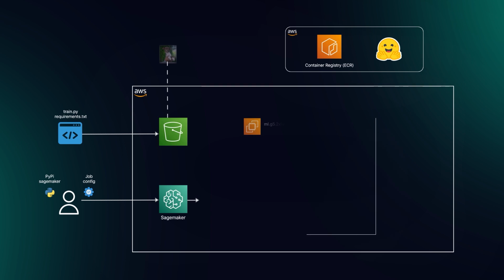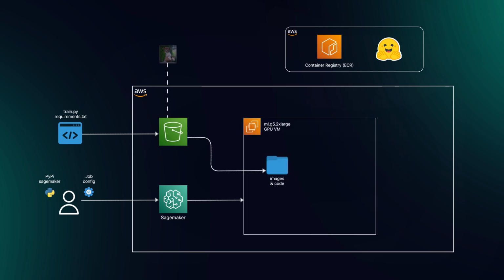SageMaker then provisions the EC2 VM. Then from S3, the dataset images and code are loaded to the VM. A Docker container is pulled from the ECR of Hugging Face's AWS account. The container is attached with the local storage having access to the code and data. The container is also attached with the GPU. Our given environment variables are loaded. If you have given a requirements.txt file, it also installs the additional packages inside the Docker container.